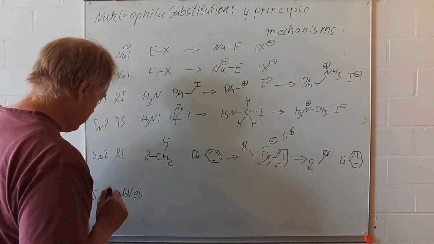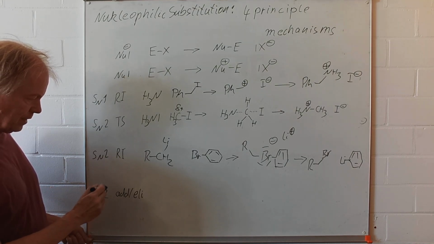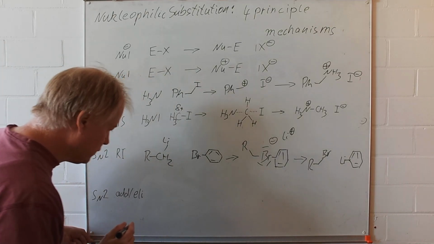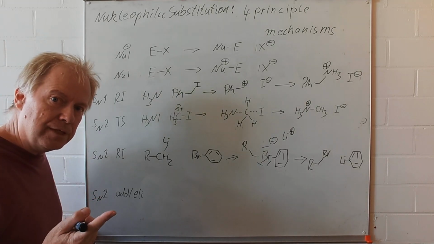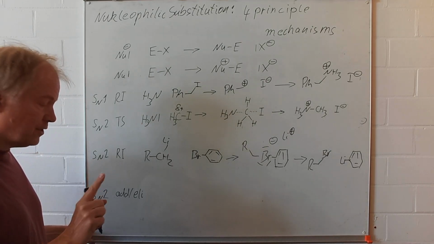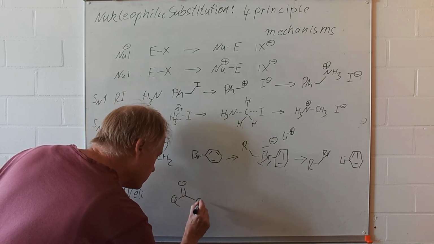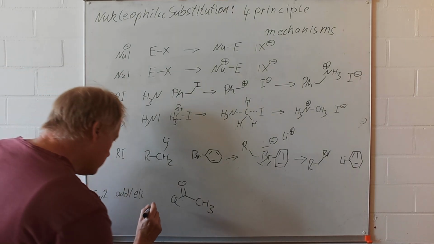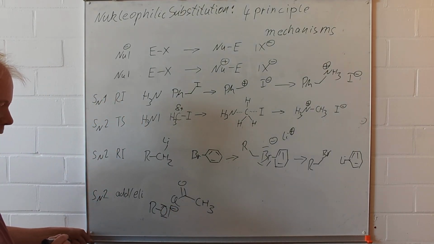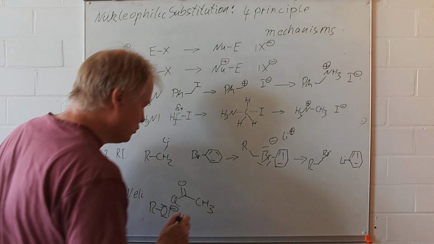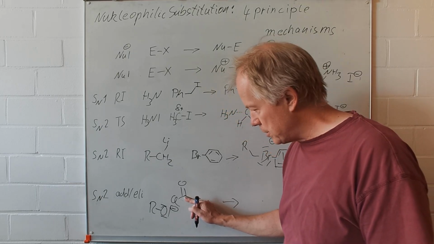Okay, final example and the fourth principal mechanism runs via an addition-elimination process. This is typical if the nucleophilic substitution takes place not at an sp3 hybridized center, but at an sp2 hybridized center. For instance, let's take an acyl chloride and an alcoholate. Then this will react as a nucleophile here at the electrophilic carbonyl carbon.